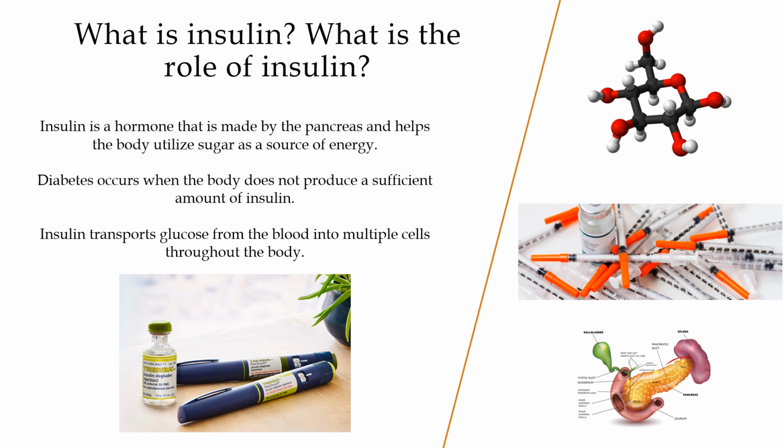And diabetes occurs when the body does not produce a sufficient amount of insulin, or if the body does not even use the insulin in the correct form. We're also going to note today that insulin transports glucose from the blood into multiple cells throughout the human body. And without enough insulin, glucose cannot enter cells. It will build up inside the blood, which would cause certain conditions, and one condition in particular known as hyperglycemia.